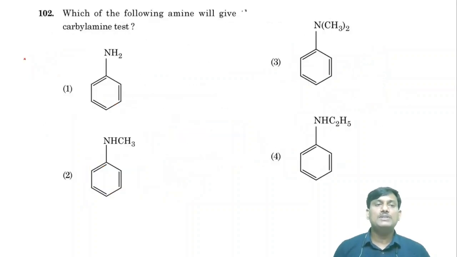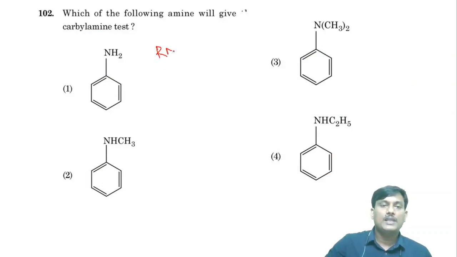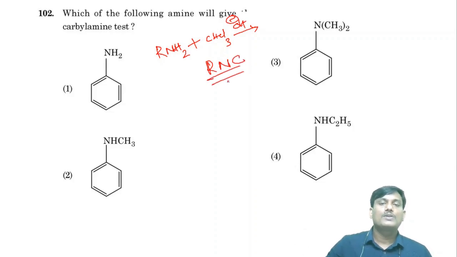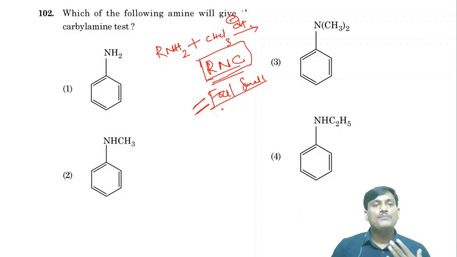Which of the following amines will give the carbylamine test? The carbylamine test will be exhibited by primary amines, that is NH2. When you treat with chloroform in the presence of base, there is a formation of isocyanide. The smell is a foul smell, very bad smell. By this you can find there is a formation of isocyanide. So you have to identify which one is a primary amine.